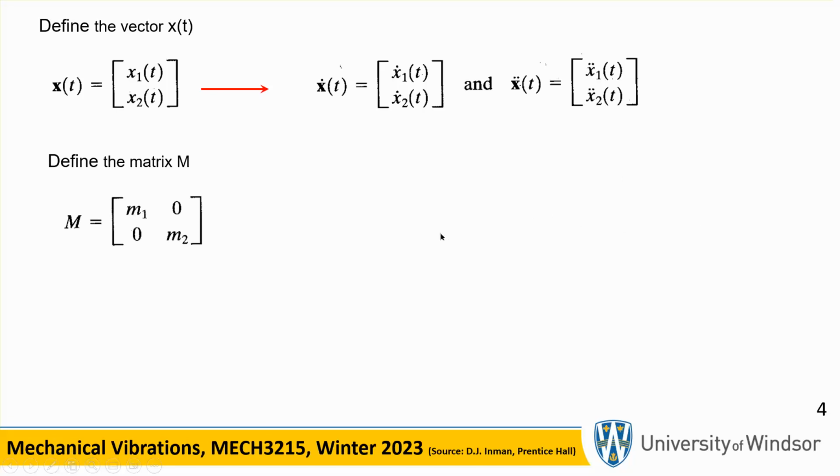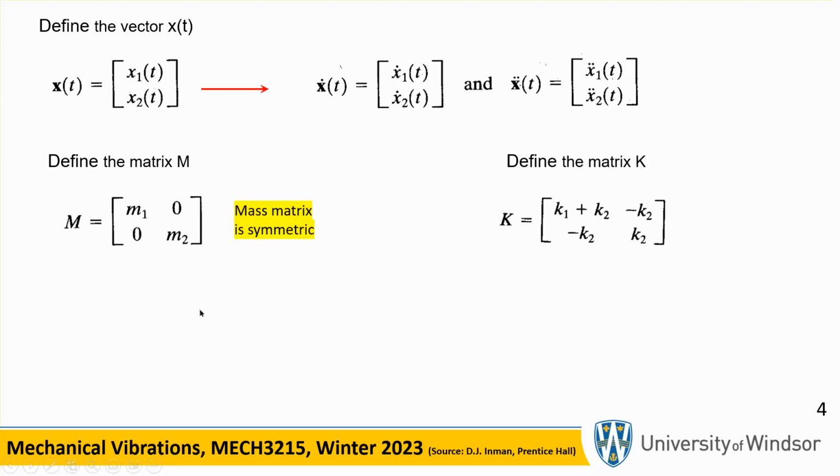Okay. Now, let us define a matrix M, which goes like that. So it's a diagonal matrix, and it's symmetric. You can see that. And a stiffness matrix, which looks like that. I want to write the two coupled equations for you in the efficient matrix form. Both this M and K are symmetric, obviously.